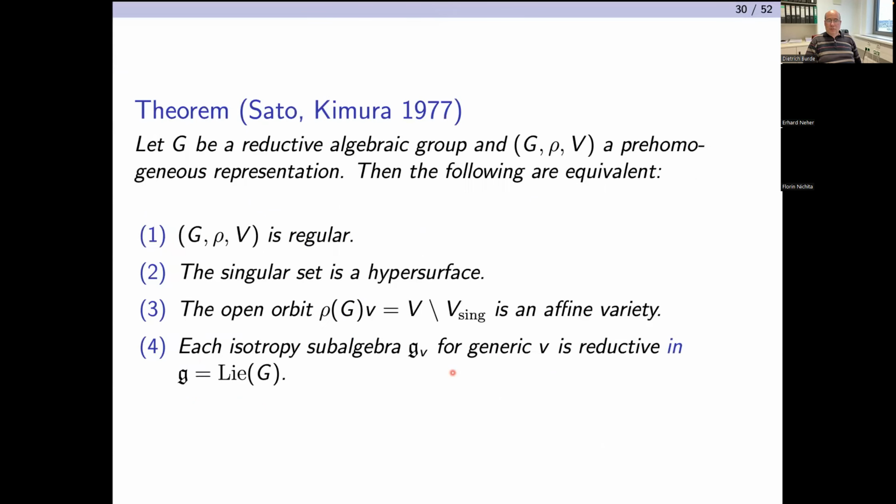Actually, these Japanese people have studied these situations. One has to be careful with the names. If you interchange S and K, you have Kato Shimura, and that's number theory. But no, it's Sato Kimura, and they work on these algebraic groups and these prehomogeneous representations. And this regular means that each isotropy subalgebra is reductive in the Lie algebra. And this reductive in means they are not just reductive, but also the adjoint representation of the subalgebra on the whole Lie algebra is completely reducible. So it's a bit more than just being reductive. Yes, it's a bit more of a condition.